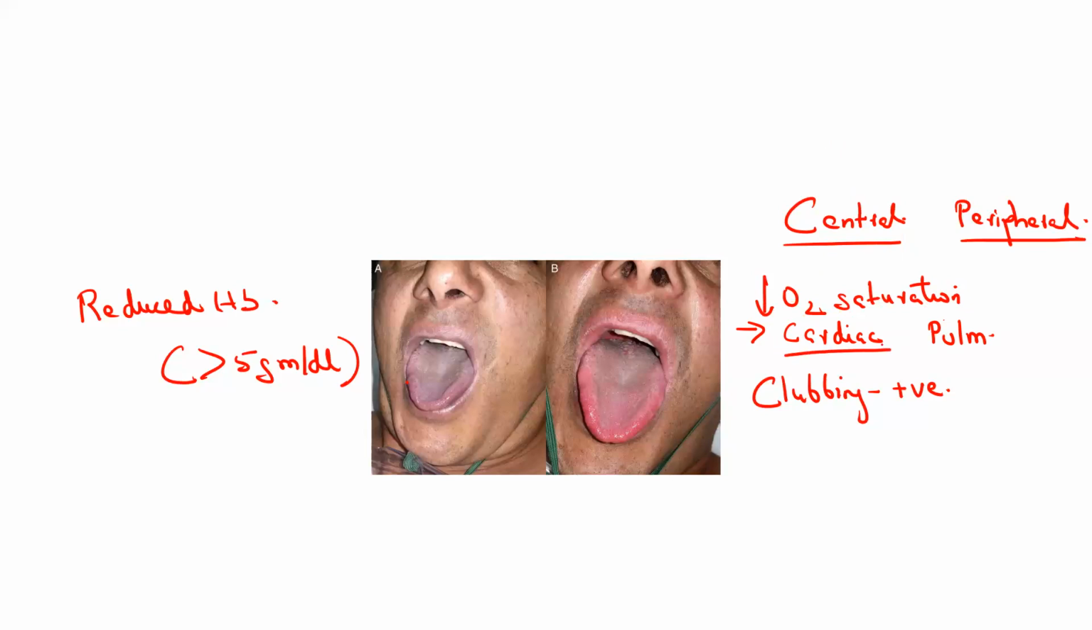What will be the cardiac causes? You have Fallot's tetralogy. This is the most common cyanotic congenital heart disease, isn't it? Fallot's tetralogy.